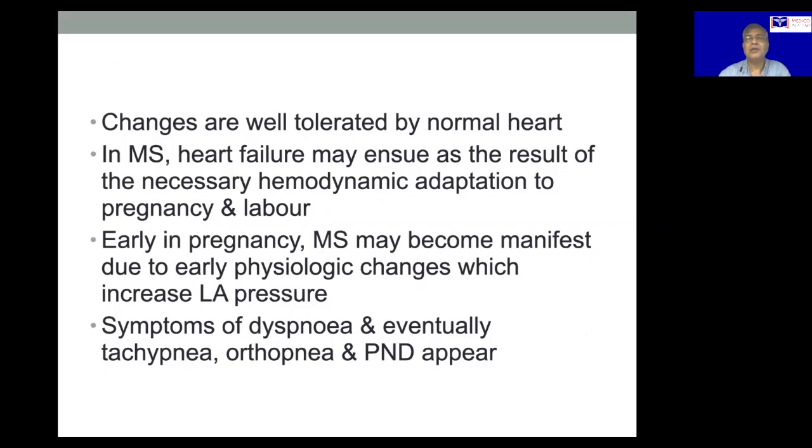These changes are well tolerated by normal hearts, but in mitral stenosis, heart failure may ensue as a result of the necessary hemodynamic adaptation of pregnancy and labor. In early pregnancy, mitral stenosis may become manifest due to early physiological changes which increase LA pressure. Symptoms of dyspnea and eventually tachypnea, orthopnea, and PND appear. Things which were not there in a patient, but they will certainly appear.